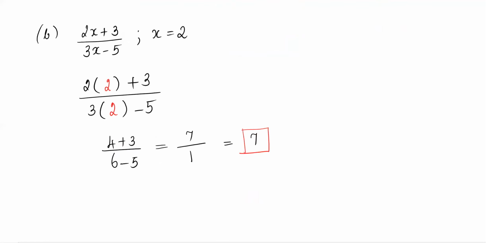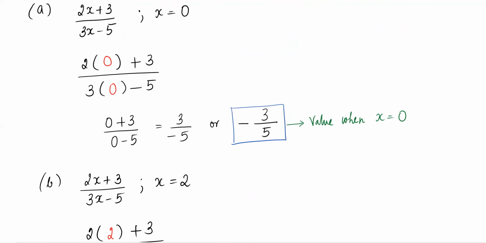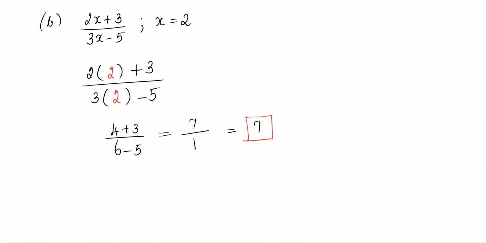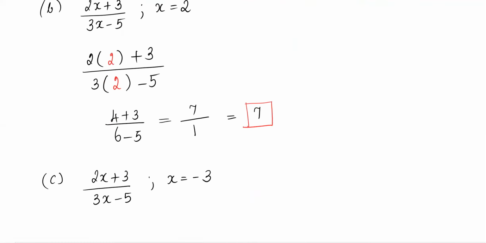Okay, all right, and what was the third one? The third one was when x is negative 3. Let's write that out. Part C is 2x plus 3 over 3x minus 5 when x is negative 3. And you will notice that here the shell really comes in handy because we're going to now plug in a negative number.